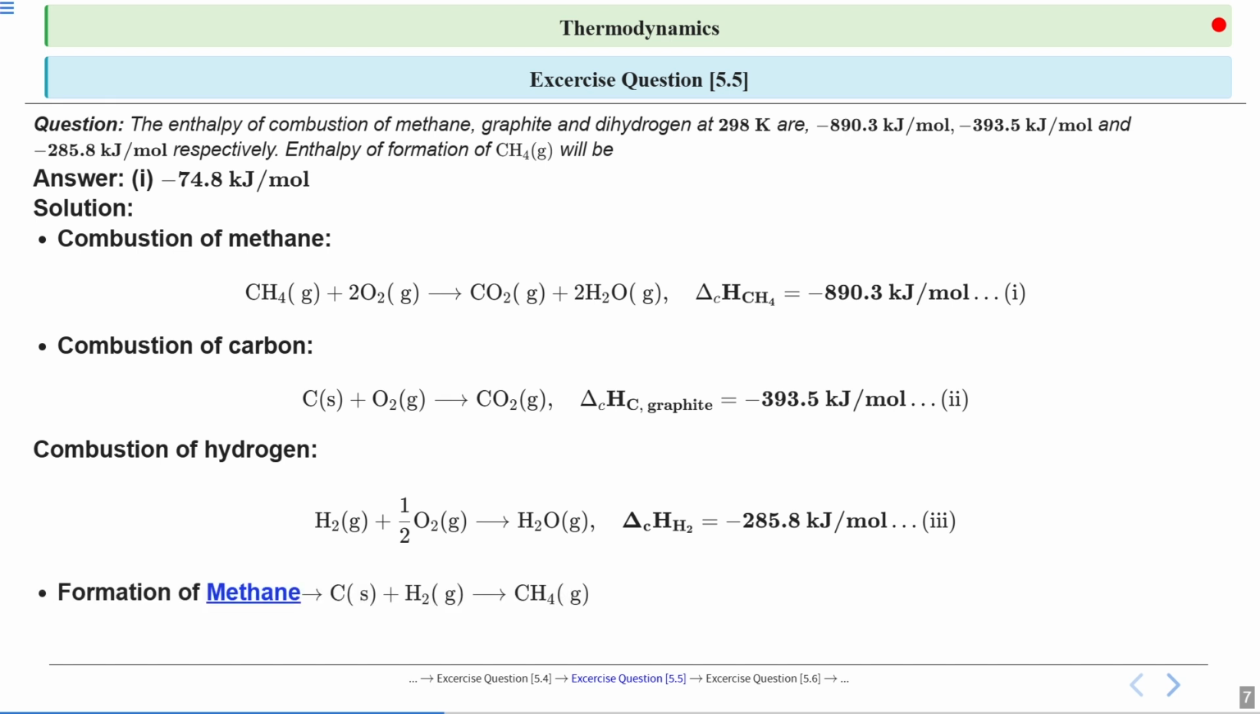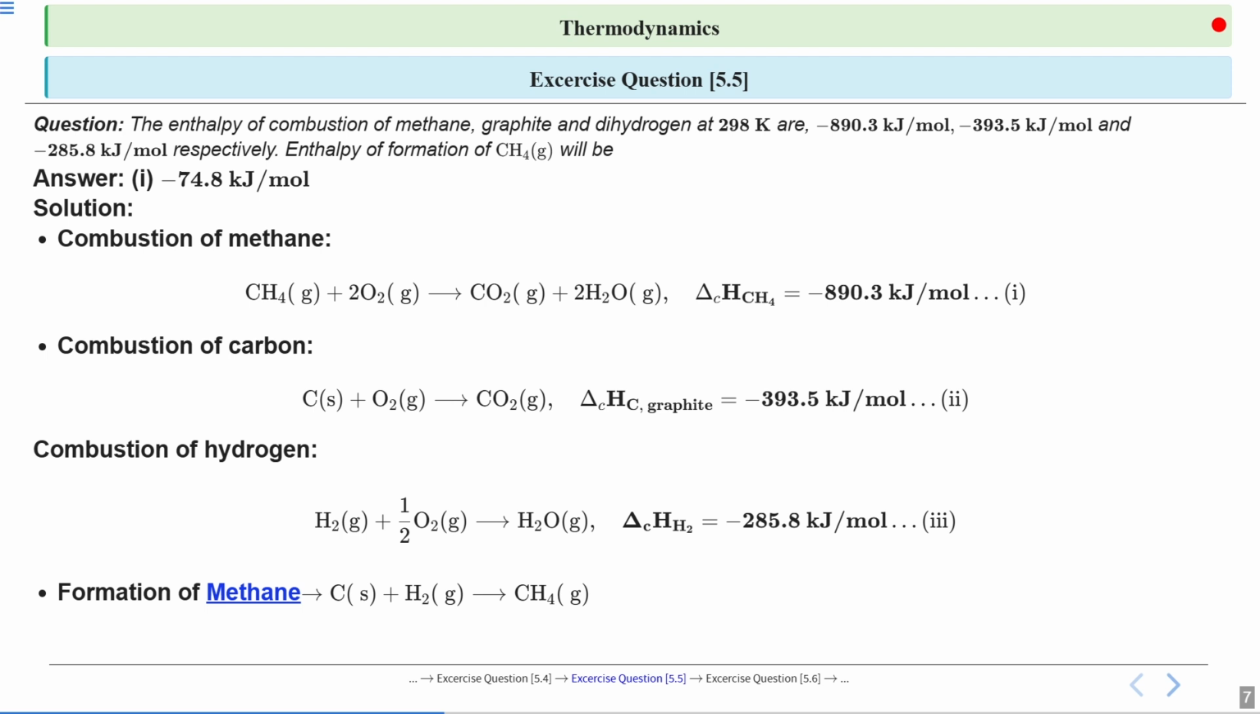Now, if this is the given data and we are already aware of the target situation, we can write the corresponding thermochemical equation. If you look at the thermochemical equation for the formation of methane, you can easily notice that we have taken carbon and dihydrogen in their standard state, solid and gas respectively. For methane, we have again taken gas. You can also see that we are forming 1 mole of methane from its constituent elements in the standard state. So this is your target equation.